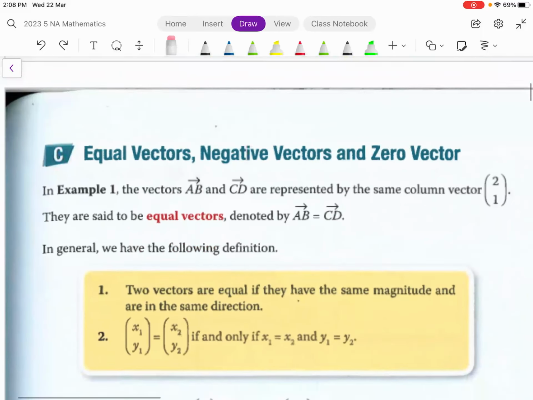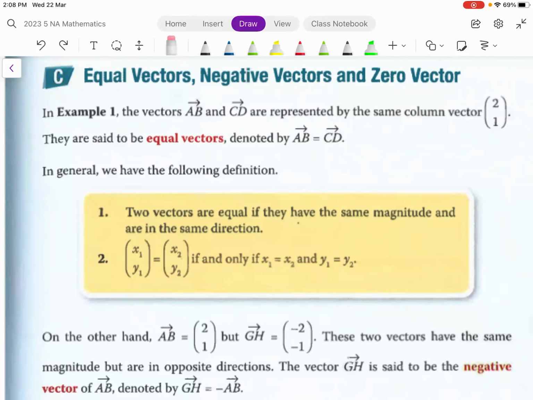Okay, now we move on to equal vectors. I always find this a bit strange. Equal vectors means same magnitude, same direction. It is going to go like this. The 2 column vectors are going to be the same. Take note that two equal vectors do not necessarily have to start from the same point. Two equal vectors do not have to start from the same point.